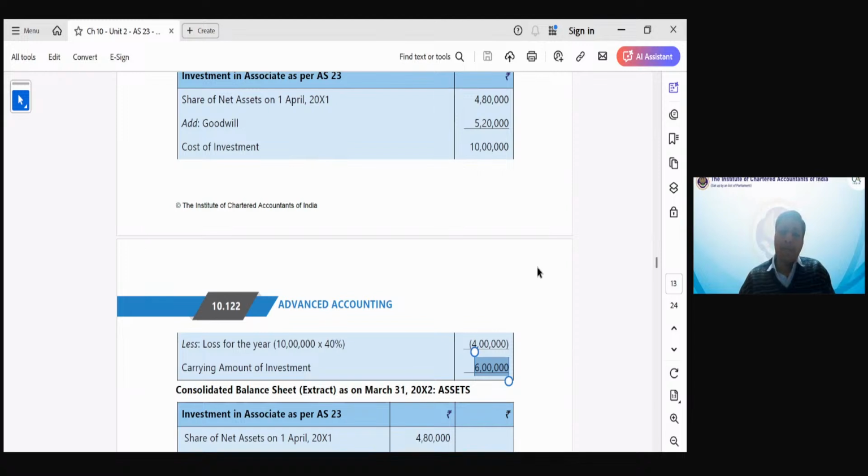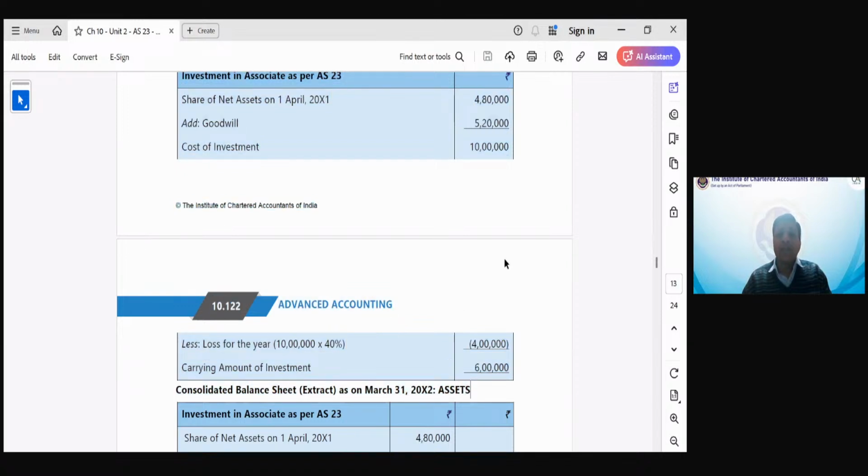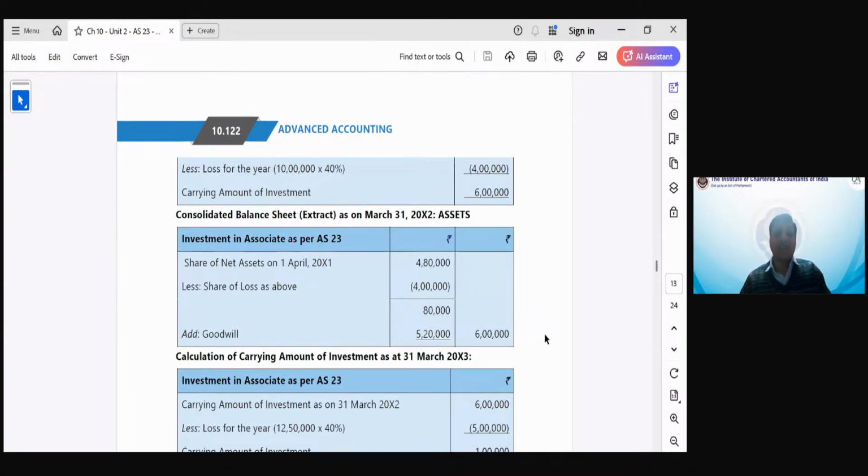Okay, now let's understand how you present this cost of investment of 6 lakhs at the end of reporting year 1. Now you may be thinking, but sir, is this not the presentation? No, this was not the presentation. This was the calculation, because all in all, we knew that there is a cost of investment with which we have started, 10 lakhs, from which 4 lakhs has been reduced. Now, if you present this in the consolidated balance sheet, let's understand how you present it.